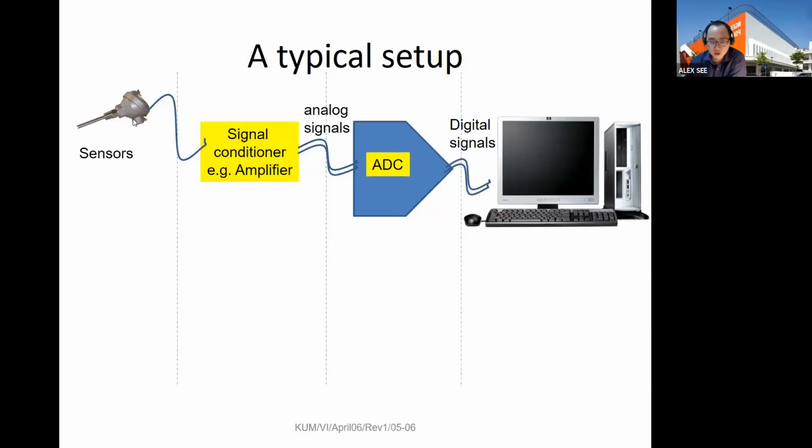This sensor usually has to be amplified, or go through a signal conditioning circuit. Then it passes through the analog to digital converter. The idea of the analog to digital converter is to convert the analog signal into a digital signal, where this digital signal can later be processed further, maybe stored in the computer or such. So this is just a typical example that I'm sharing with you.